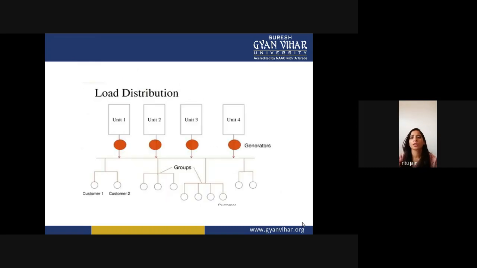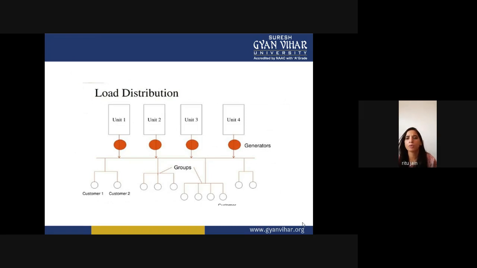Let's come to the next point. Now this is a very important diagram. You can see that there are four units. Every power plant has three, four, five units, according to the requirement or the load demand. Each unit has its own generator.